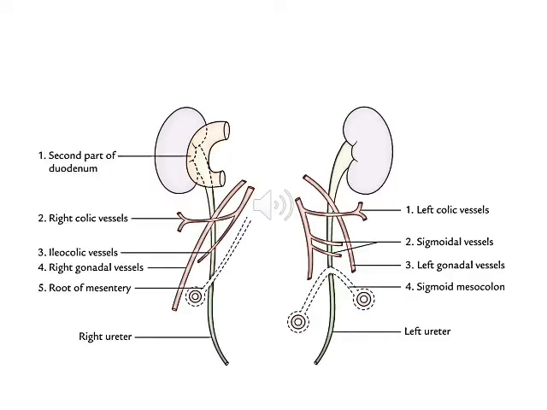As I told earlier, the right ureter upper part is behind the third part of the duodenum. Anteriorly, the lower part is crossed by the right colic and ileocolic vessels and the root of the mesentery. The left ureter is lateral to the inferior mesenteric vessels, crossed anteriorly by the left colic vessels and the apex of the sigmoid mesocolon at the pelvic brim.